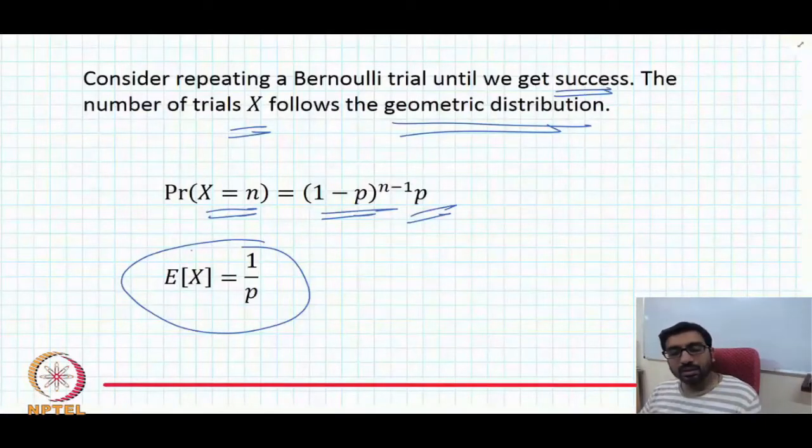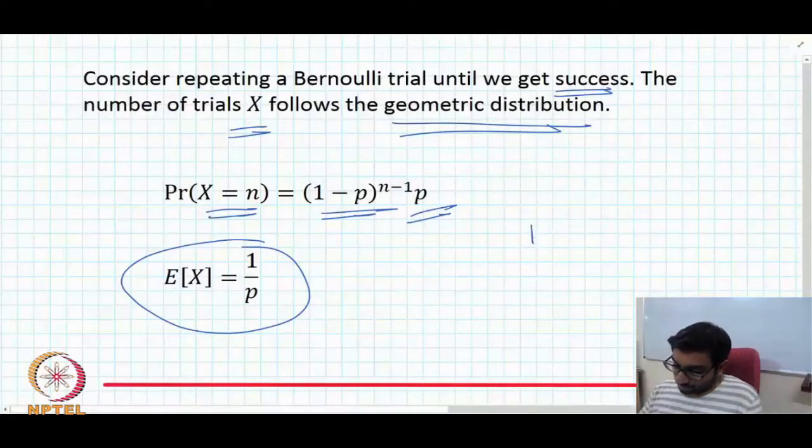This particular distribution is very useful in the analysis of randomized algorithms. Let's suppose we have a randomized algorithm to solve a particular problem, and this algorithm succeeds with some probability p, but it could also fail with probability 1 minus p. In fact, we saw such a randomized algorithm in the context of Karger's min-cut algorithm. The algorithm would succeed with probability p equals 1 over n choose 2.